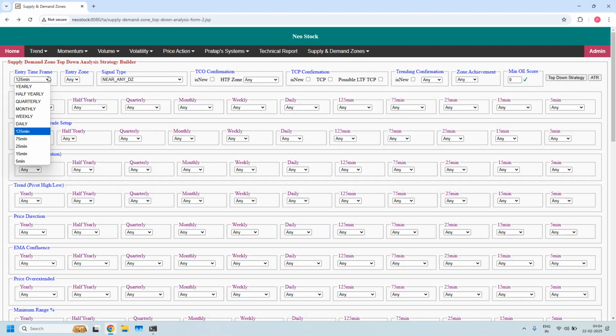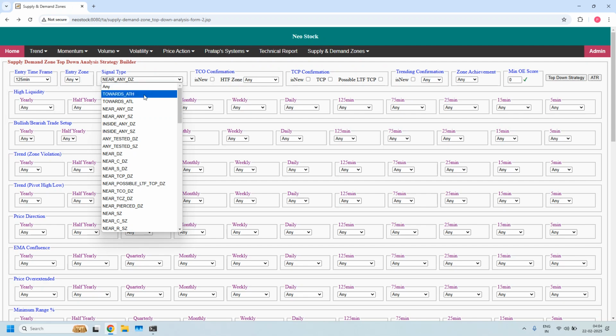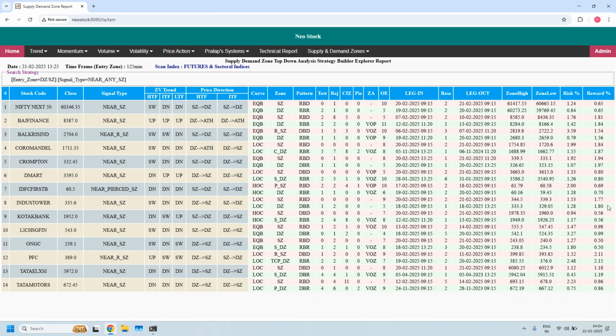Next, 125 minutes time frame. Stocks near 125 minutes supply zone. We got 14 stocks.